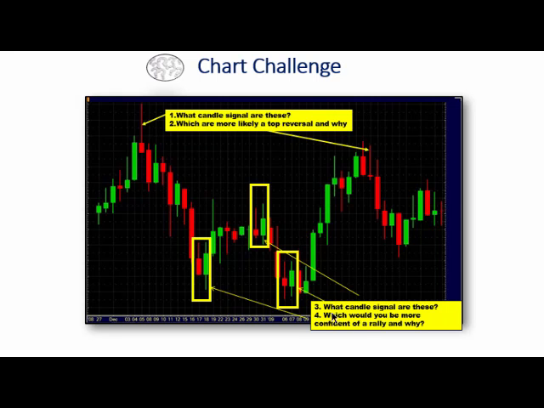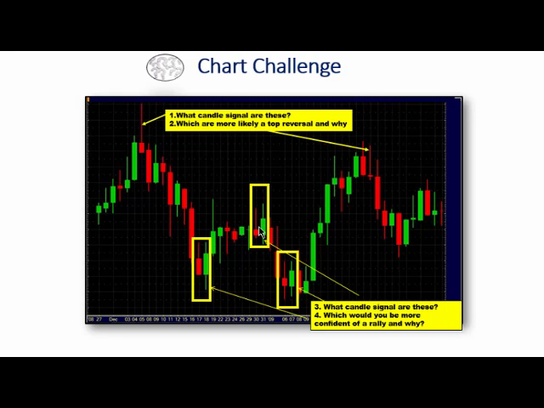Okay, which candle signals are these? So it's this one. We're looking at question number 3. This one, and this one in the yellow boxes. Okay, which would you be more confident of a rally and why? And for rally, it would be this one or this one. And actually, let's talk about all three. Which would you be more confident of a rally?